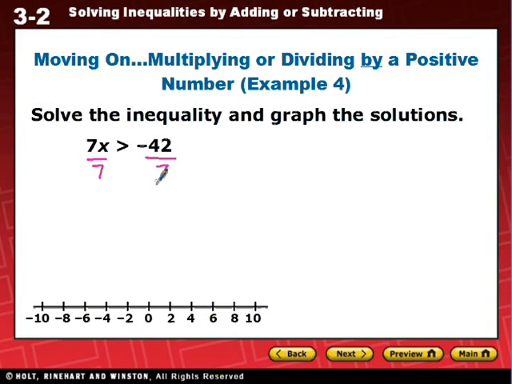By 7, nothing different, right? Bring the symbol straight down. Negative 42 divided by 7 is negative 6. And you are writing this example down in that nice big half-page space there.